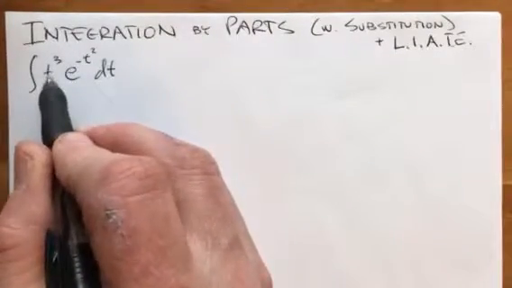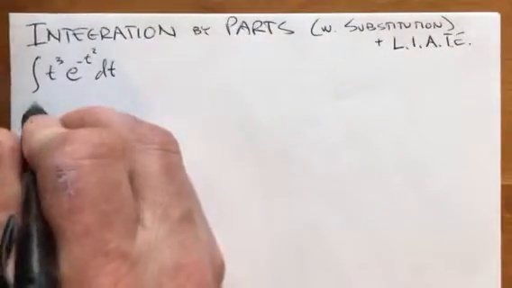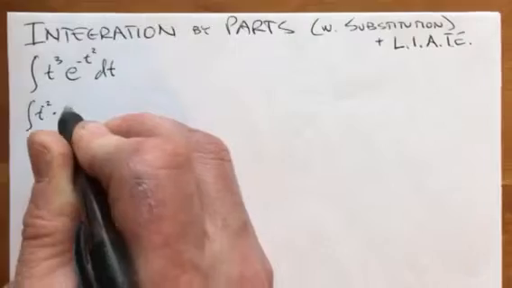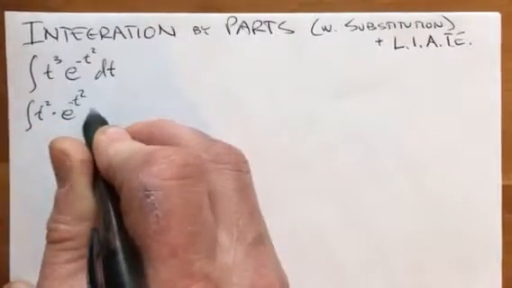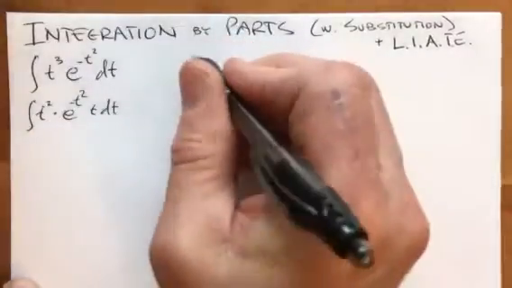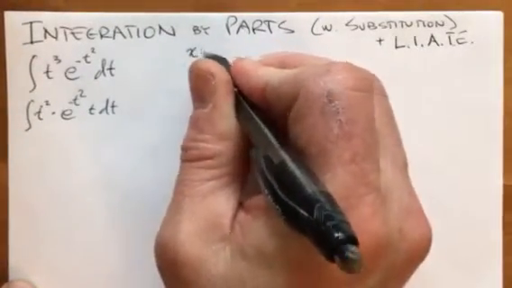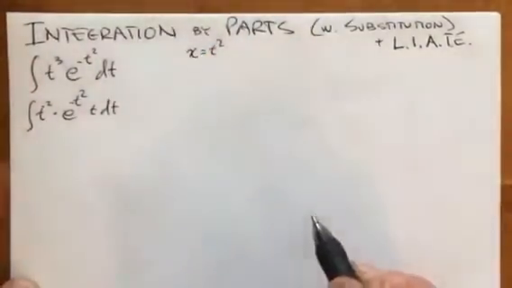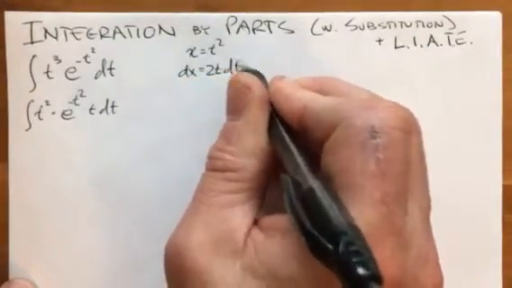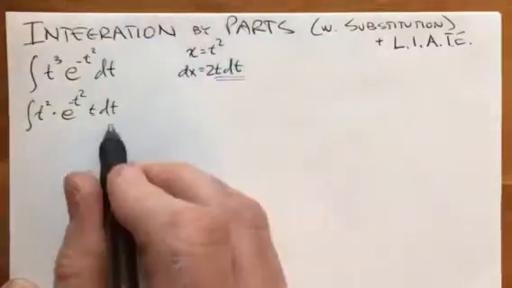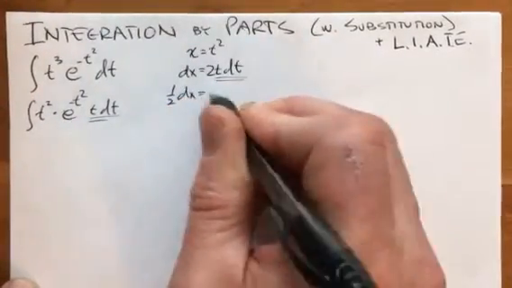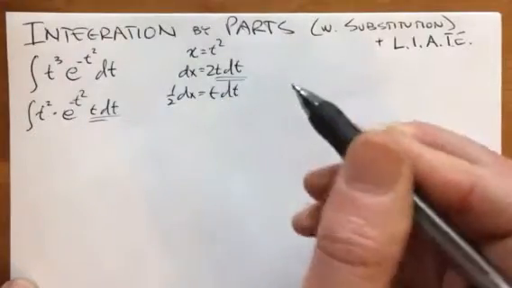if we separate this and think of it as t squared times e to the minus t squared and then t dt, that helps us see that if we say let x be equal to t squared, then dx is equal to 2t dt, and I've got this t dt part down here. So I'm going to write this as 1/2 dx is equal to t dt.